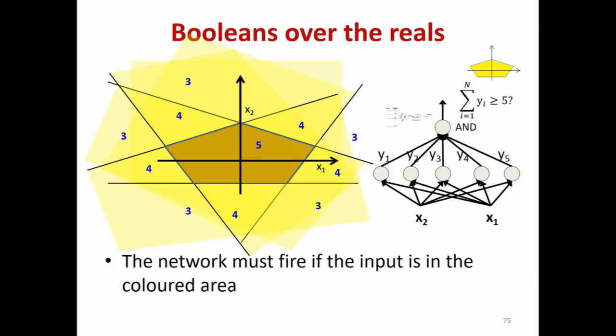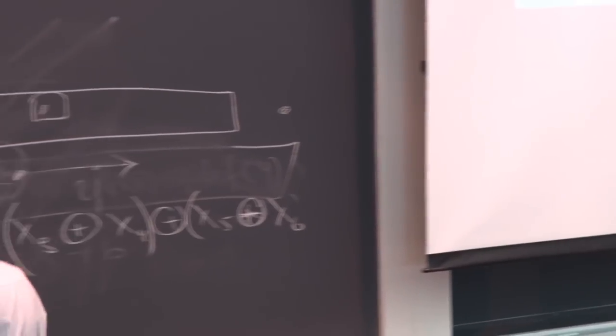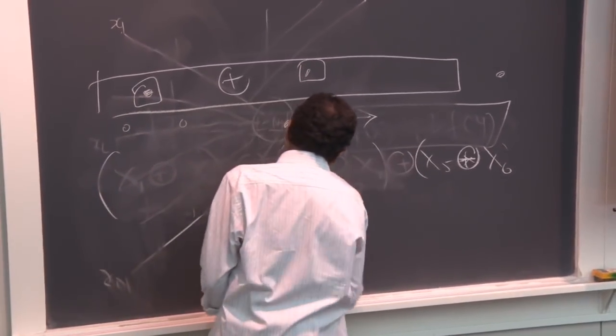What happens if I use a threshold of 4 at the output? What is the boundary going to be? It's going to be a star, right? So don't imagine just because I drew pretty convex polygons that it can only model convex polygons. It can actually model non-convex shapes as well, right? If I use a threshold of 4, this function is going to look something like this.